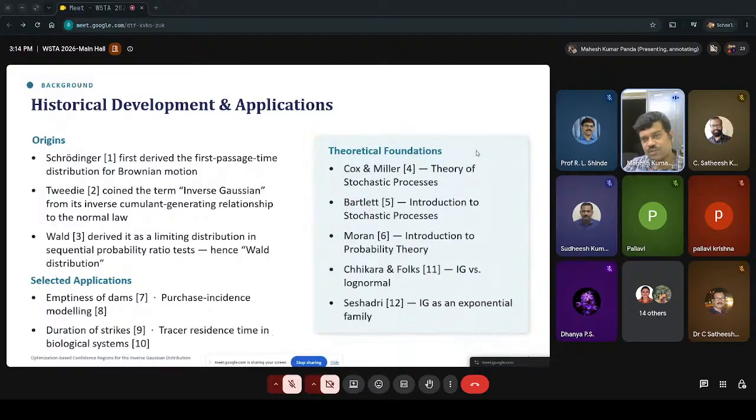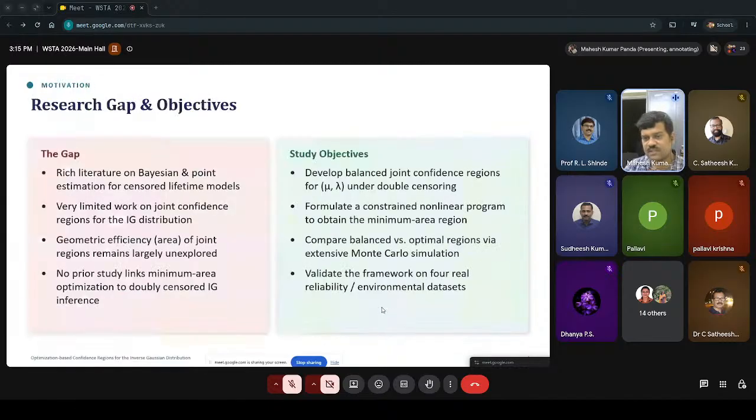Here are some theoretical foundations. It has been discussed in the theory of stochastic processes by Cox and Miller, in stochastic processes by Bartlett, and in An Introduction to Probability Theory by Moran. There is also a comparison between the inverse Gaussian and log-normal distributions; one can see the paper by Chhikara and Folks. And the inverse Gaussian is a particular case of the exponential family of distributions, as discussed by Seshadri.